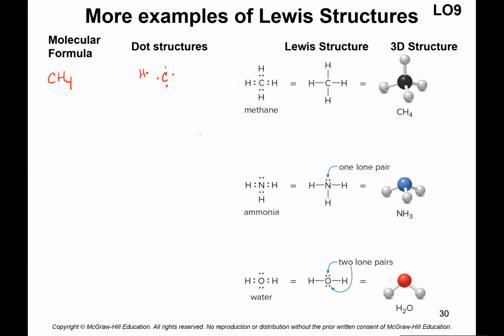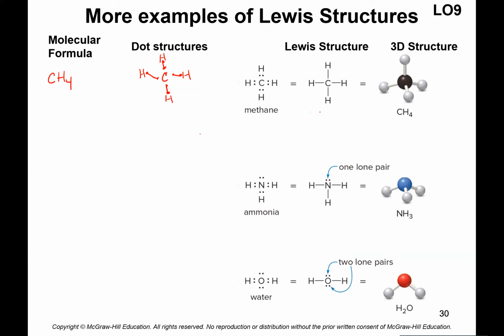Okay, so this means that we have 4 hydrogens. There's another hydrogen with its valence electron. And basically what was done to generate this Lewis structure is that each unpaired electron of hydrogen paired with each unpaired electron of carbon. And that's how you get those 4 bonds.